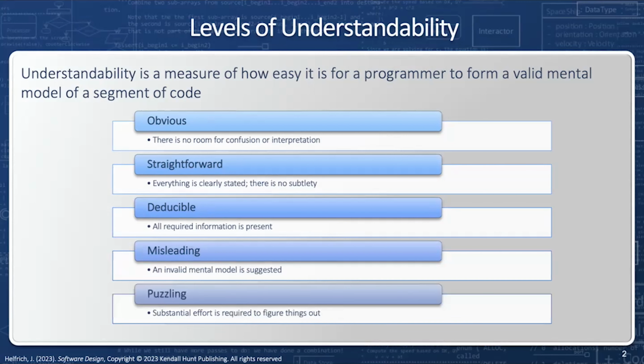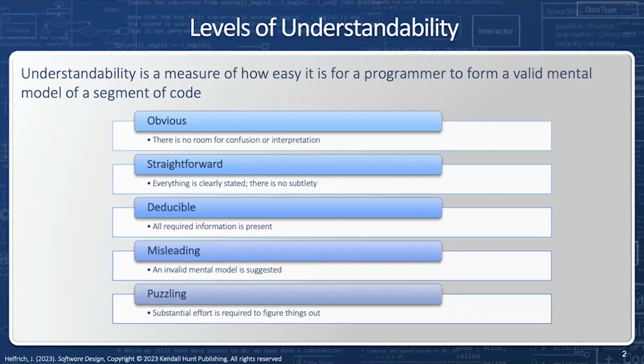And the worst is puzzling. Substantial effort is required to figure it out. Normally, this happens when a programmer thinks they're being clever. Oh, look at how I did this. And they're trying to prove to their colleagues or even to themselves how clever they could be. As a result, the code is unnecessarily difficult to understand and sometimes not even possible to understand. We definitely don't want puzzling.